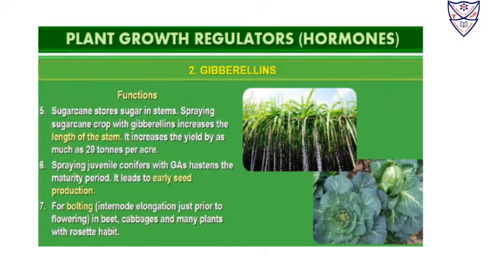Sugarcane stores sugar in stems. So spraying the sugarcane crop with gibberellin increases the length of the stem. It increases the yield by almost 20 tons per acre. Spraying juvenile conifers with gibberellin hastens the maturity period. It leads to early seed production. They are also used for bolting in wheat, cabbages and many plants with rosette habits.